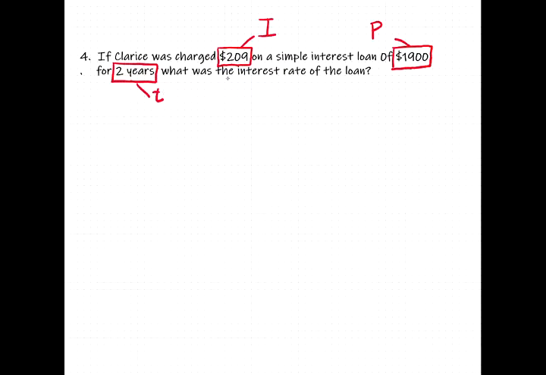What was the interest rate? So that means we're looking for lowercase r, the interest rate or the annual interest rate.